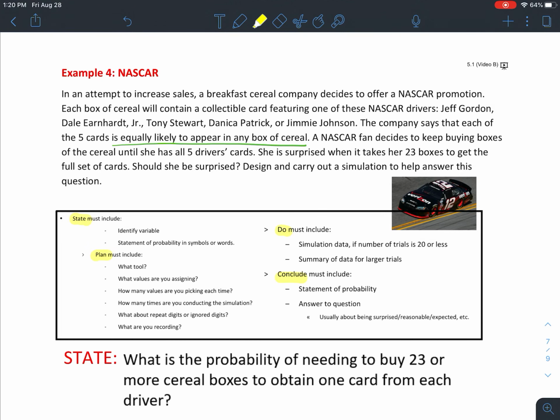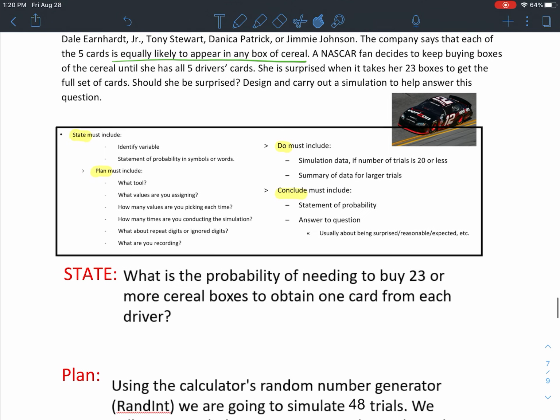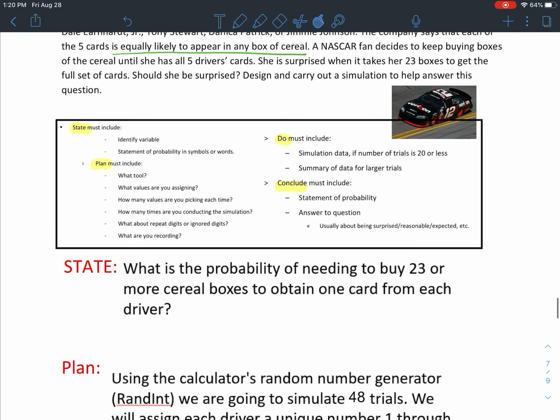Again, in the box, you see these are the 4 components to creating and designing a simulation, and we're going to walk through this one from scratch. The one that we did yesterday had some of it done for us. A little bit of this is done for us here, I guess. It says, what's the probability of needing to buy 23 or more boxes of cereal to get 1 card from each driver? This is our statement of what we're looking for.